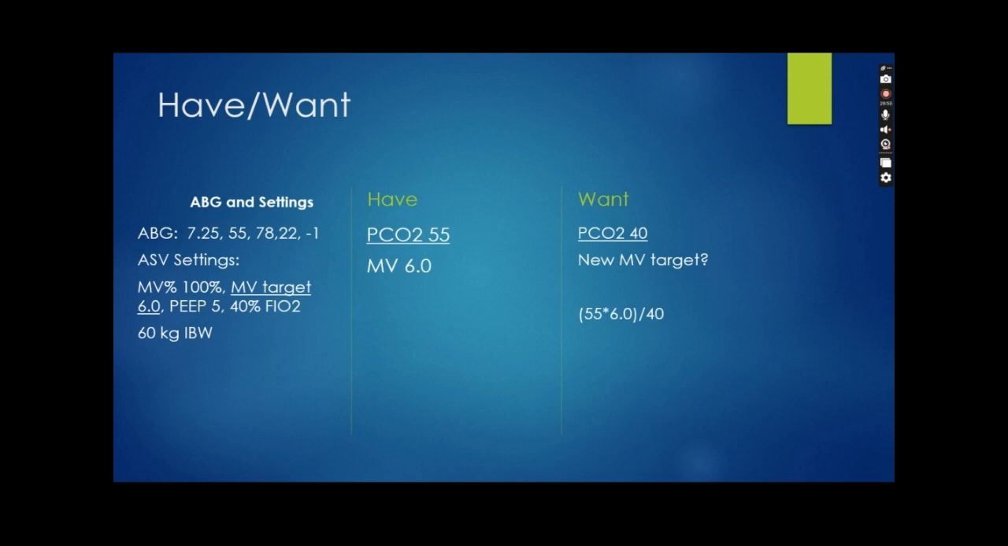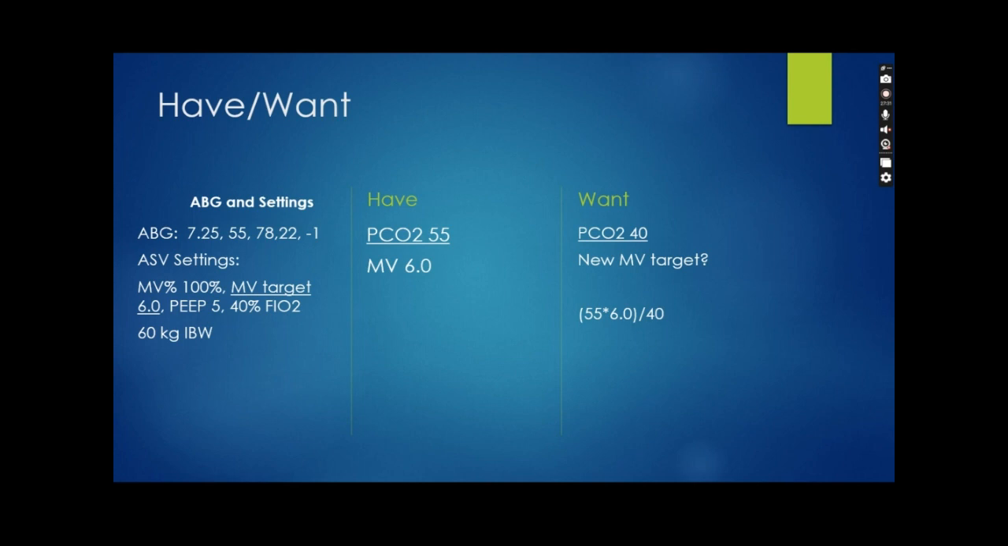So looking at a couple of examples here. Let's look at an ABG real quick. So this patient, not much of a background on the patient, but we specifically want to manipulate the CO2. So we're looking at a respiratory acidosis, an acute respiratory acidosis. So this patient has a pH of 7.25, CO2 of 55, PO2 is 78, not terrible, bicarb of 22, and a base of -1, so an acute respiratory acidosis.